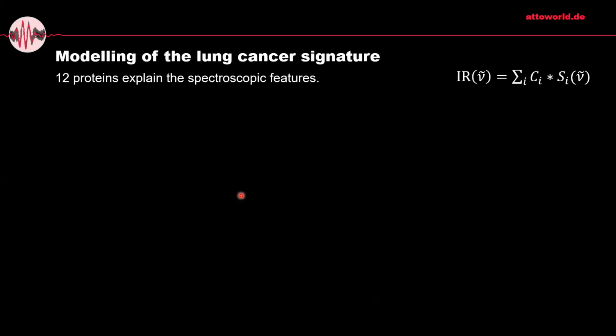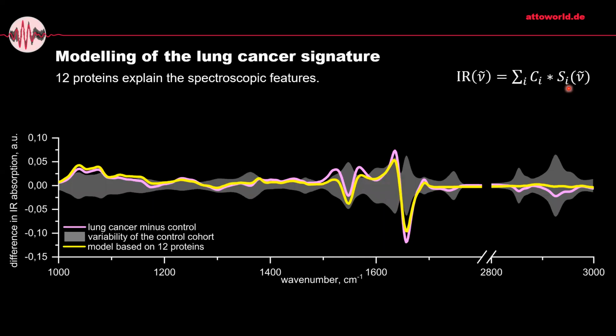So with all this pre-knowledge, now we were able to model our infrared spectra based on these 12 proteins that we identified. We really took the concentrations, as this formula here suggests, multiplied by spectra, summed this up, and got our lung cancer signature. When we took the average lung cancer spectrum and subtracted the average control spectrum, you can see that we can reproduce most of the features here, the most important ones for sure.